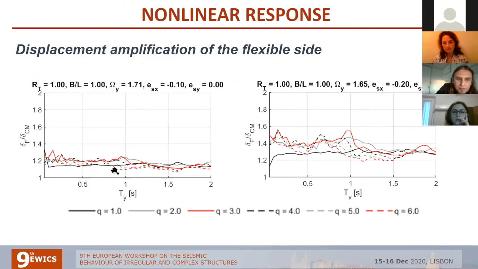In this plot, specifically, I'm showing you in the ordinates the amplification, the ratio of the displacement of the flexible side of the building over the displacement of the center of mass of the building. This was done for the case studies which had these parameters that I already mentioned before. So as you can see, the black line corresponds to elastic systems. The other colors show the amplification of the flexible side of the inelastic system.